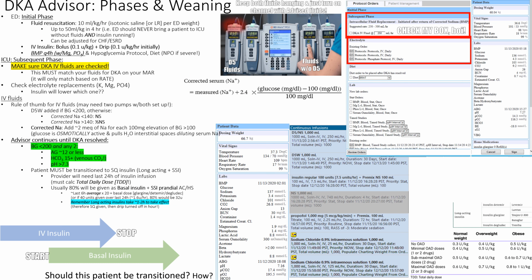So the advisor, we talked about this over in IV titrations, kind of the same thing. We have the initial phase, where the ED is resuscitating them, and then we have the subsequent phase, which is what we receive the patient for, right? So we're going to be giving fluids still. We're still maintaining fluids. And we want to be checking this little box on the subsequent phase. That is the key thing.